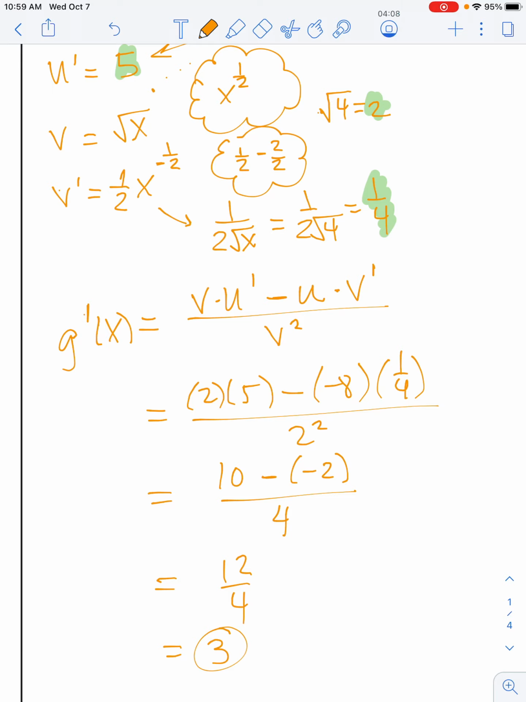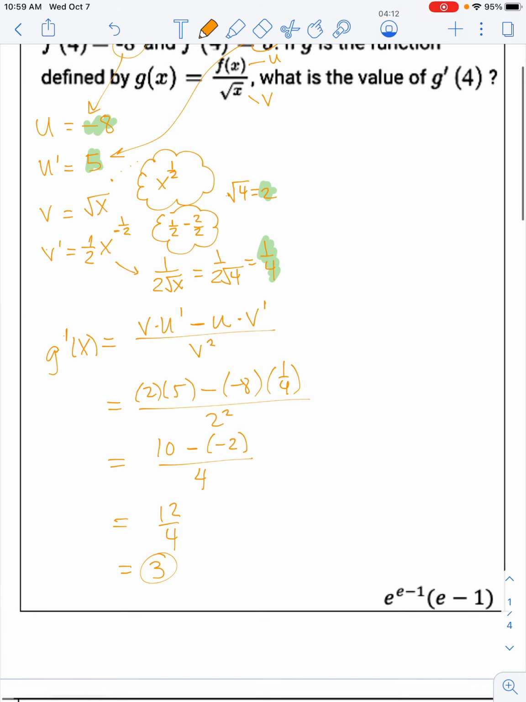So I thought that was a really cool organizer that Jace thought up, and so I wanted to show you there. I'm going to keep going, and I'm going to do the other quotient rule that was really similar to this, which is just below this.